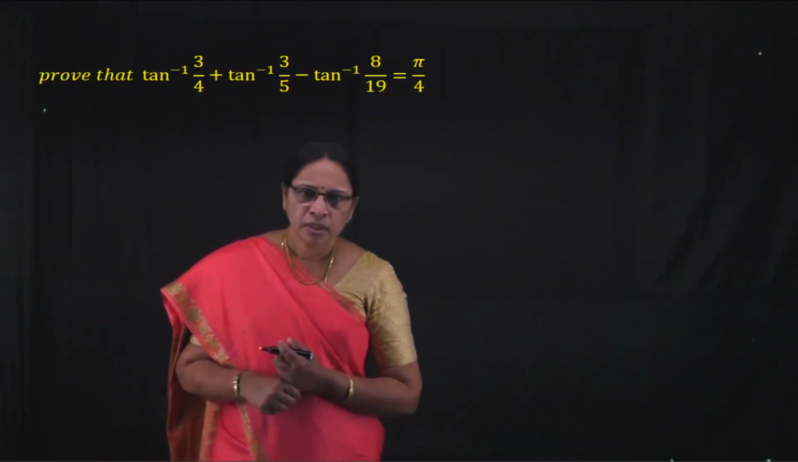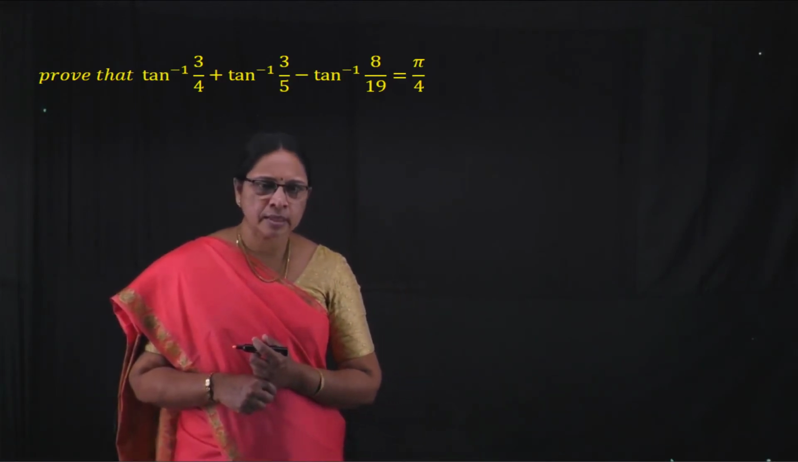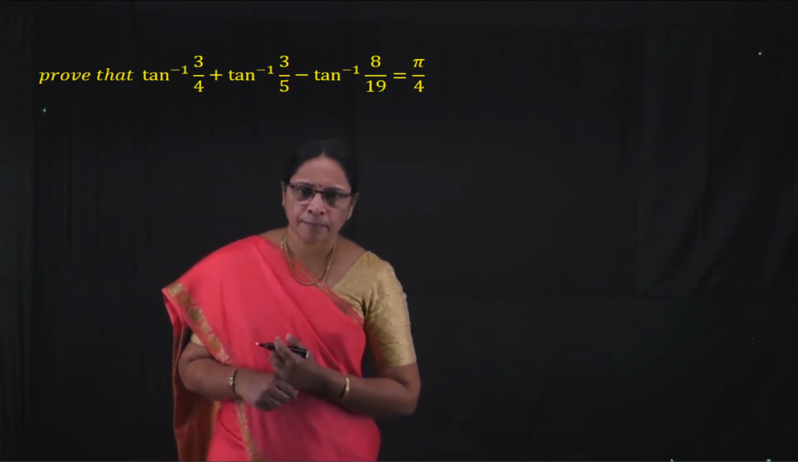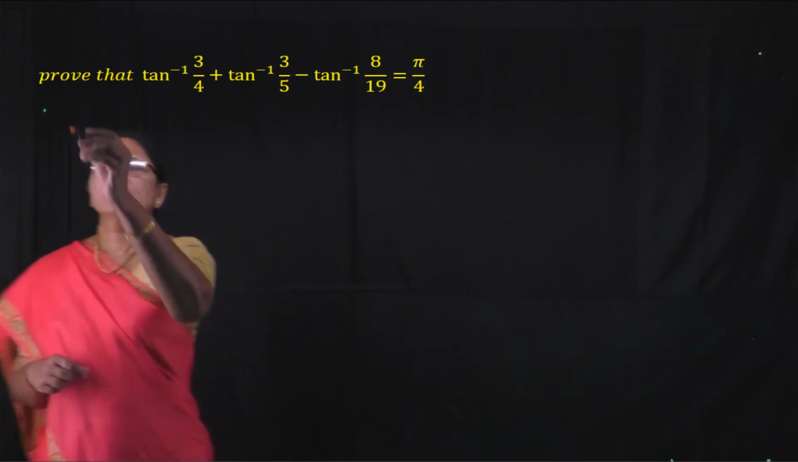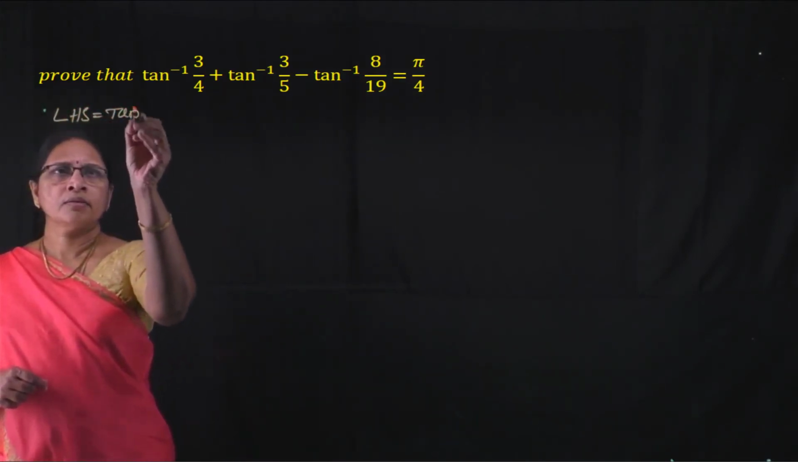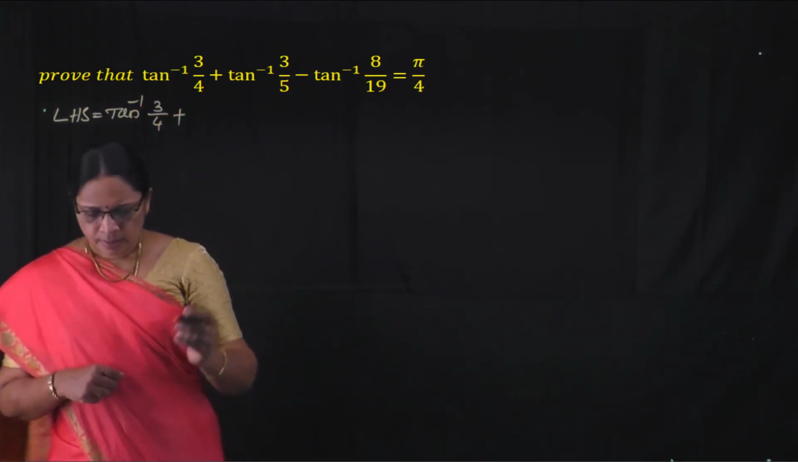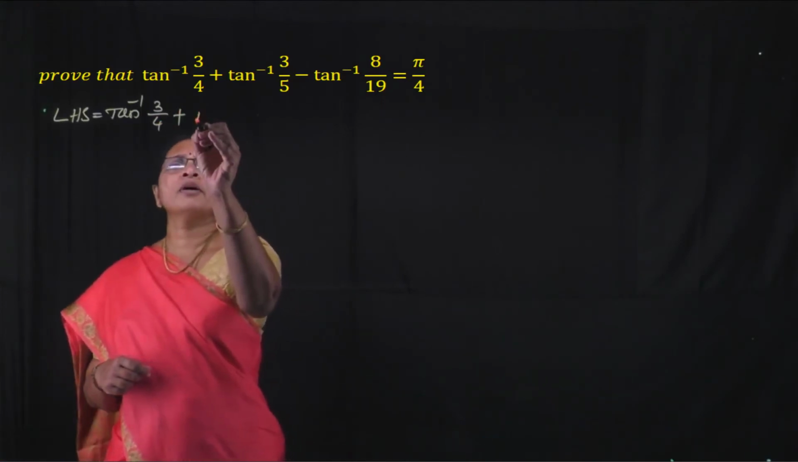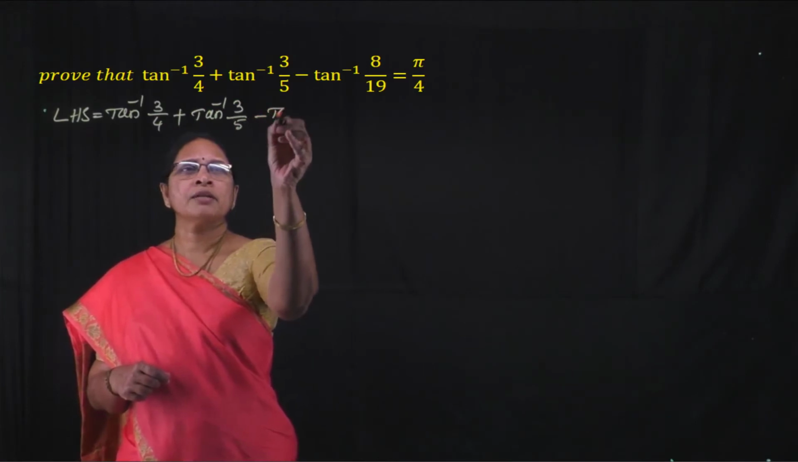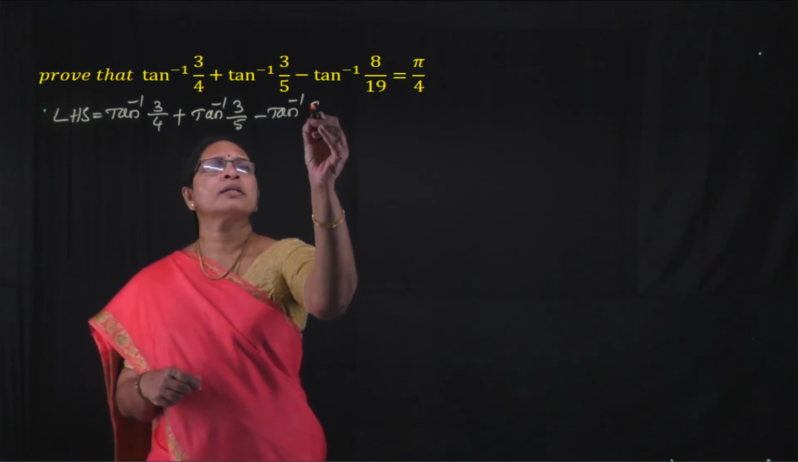Prove that tan inverse 3 by 4 plus tan inverse 3 by 5 minus tan inverse 8 by 19 equal to pi by 4. Here LHS is tan inverse 3 by 4 plus tan inverse 3 by 5 minus tan inverse 8 by 19.